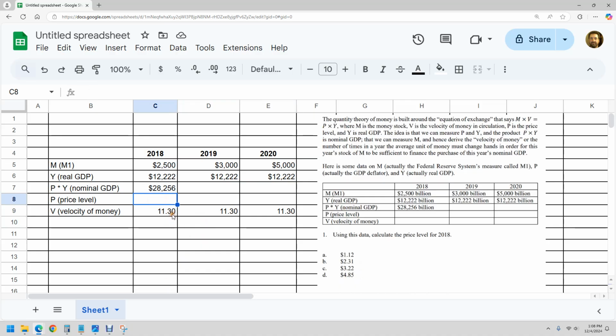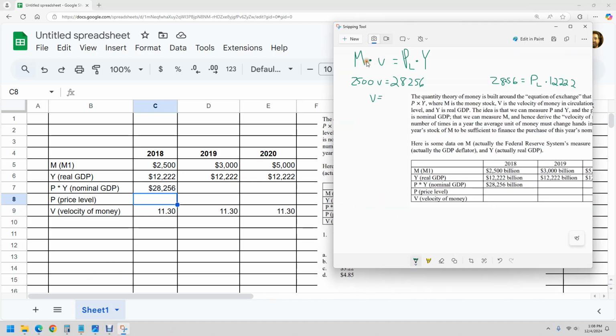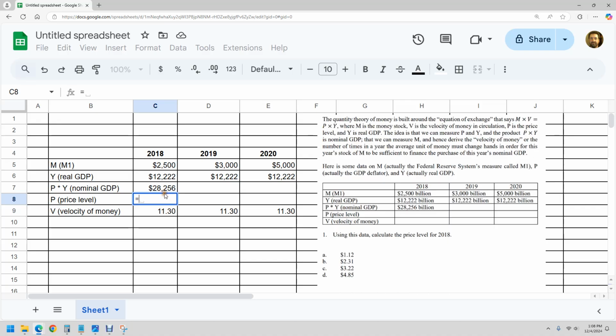You can do it either way now, because now we actually know 3 of the 4 variables that we're thinking about. Or you could take this and divide it by the real GDP, and that would give you the price level. So that's what I'm going to do. I'm going to take this and divide it by the real GDP, and that gives you the price level. So it's 2.31, which is that answer right there.